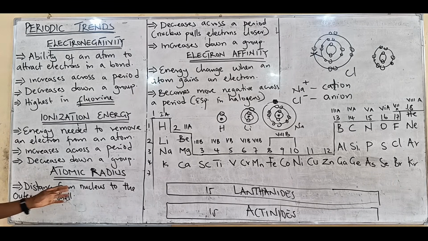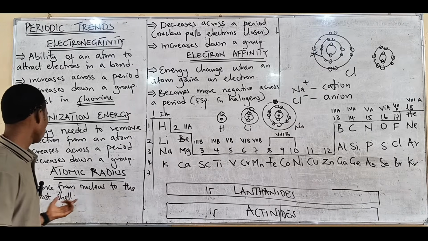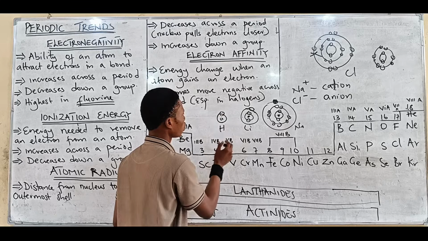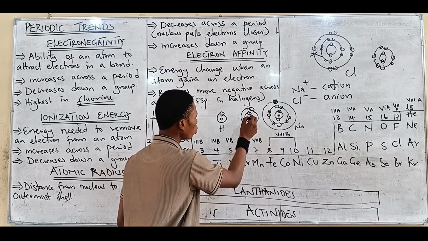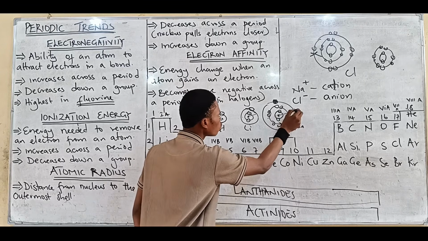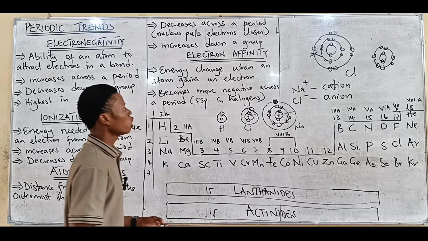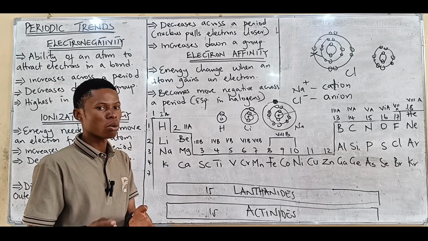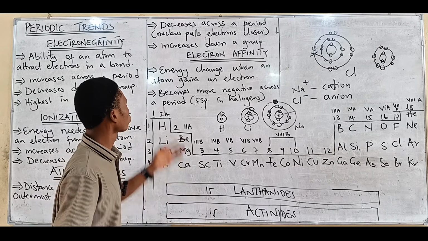The next one is atomic radius. Atomic radius is the distance from the nucleus to the outermost shell. So the distance from here to here is the atomic radius. The distance from the nucleus here to this other one is the atomic radius. From the illustration so far, do you think it is increasing down the group or decreasing across the period?